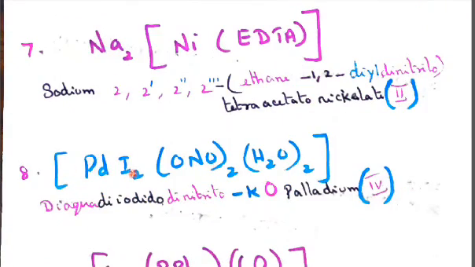Next example, Pd(I)2(ONO)2(H2O)2. Here there is no polydentate ligand; all are unidentate, so we use ordinary names. 2 times means di. Here 2 times means di, and here 2 times means di.